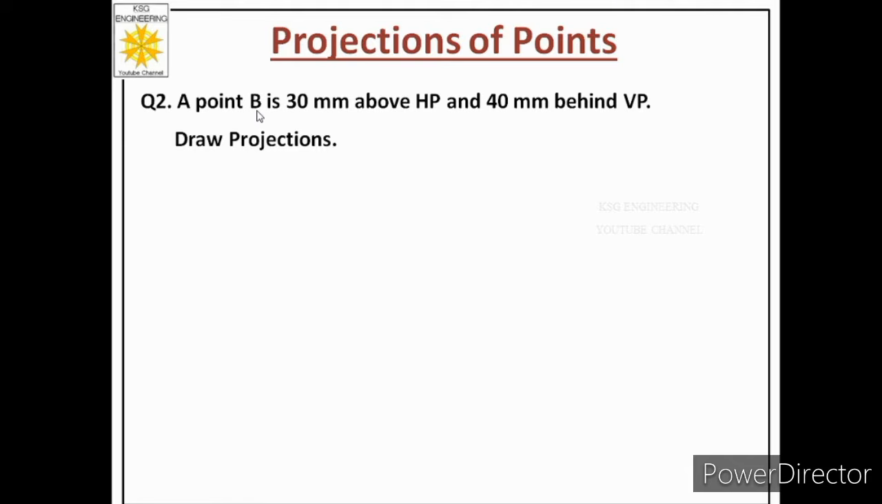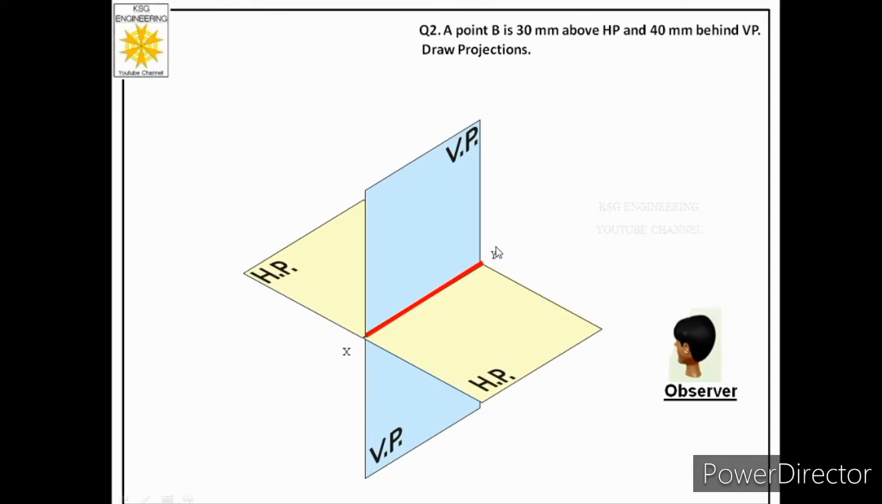Now let us first understand the quadrant of the problem. So over here he says above HP, behind VP. So anything above and behind means second quadrant. It means case 2 is related to second quadrant. Point is placed in the second quadrant. So let us understand this through the quadrant system, then it will be more clear to you.